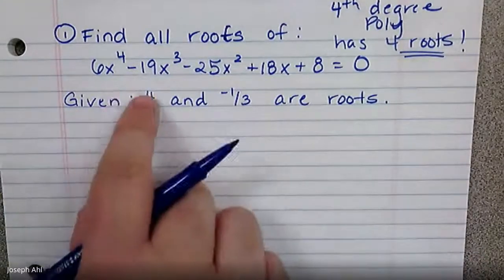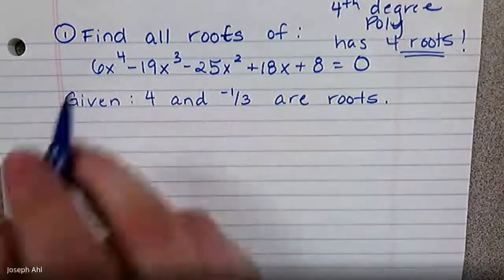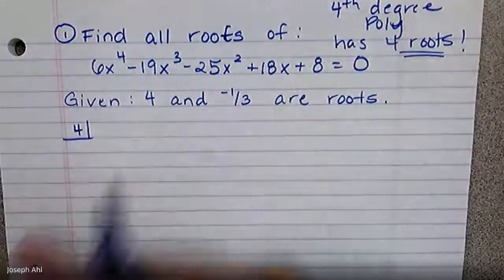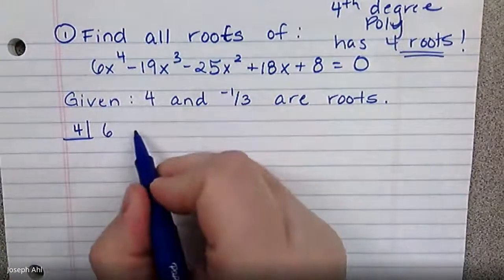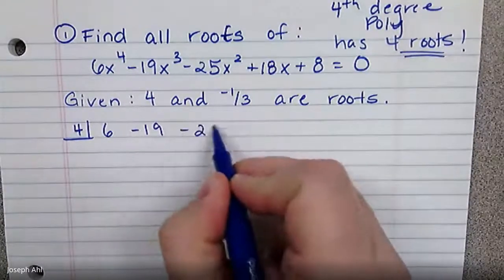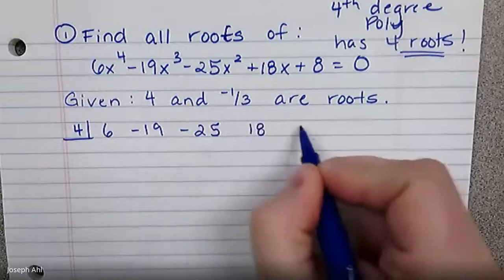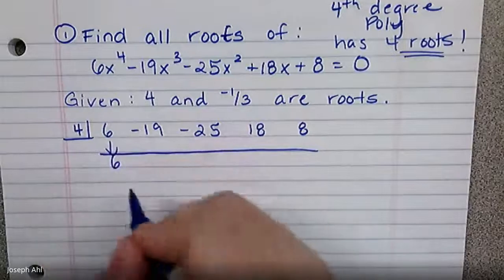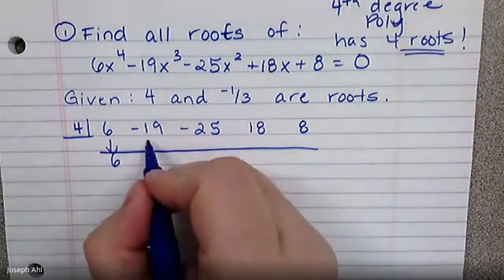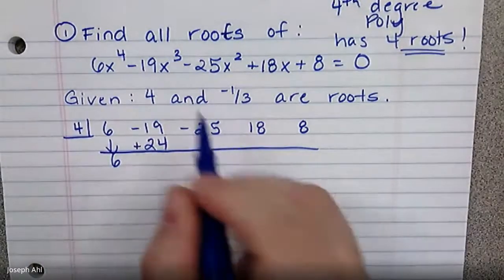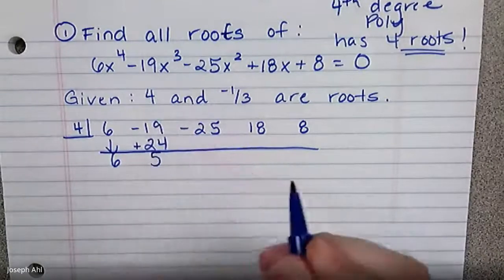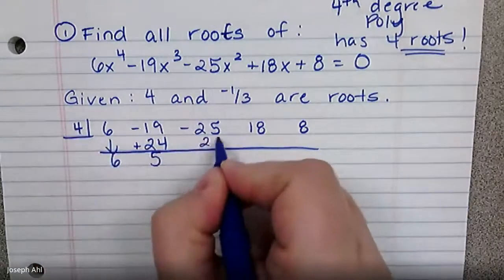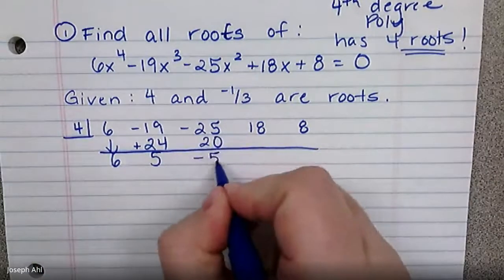All right, so how am I going to find all 4 roots? Let me get started by showing you that if I test 4 in synthetic division, it should be a root. And synthetic division works the same way, whether it's a 4th degree or any degree polynomial. So we get 6, -19, -25, 18, and 8 as the coefficients. We're going to bring down the 6, multiply by the root, so that's 24, right? 6 times 4. Add it to the -19 above to get 5. 5 times 4 is 20, plus -25 is -5.